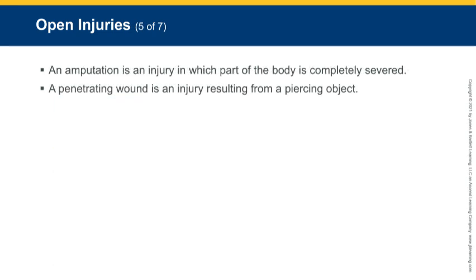Amputations involve the complete severing of a limb or body part. Immediate care includes controlling bleeding with a tourniquet if necessary and preserving the amputated part by wrapping it in sterile gauze and keeping it cool. Quick transport to a surgical facility is essential.